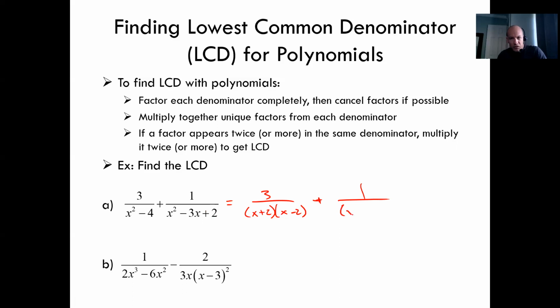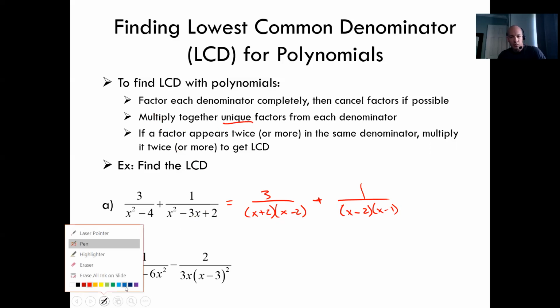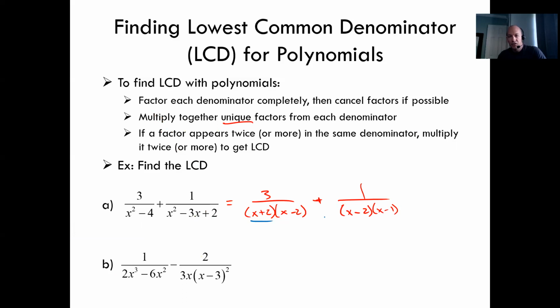But by factoring, we can see that this one factors into x minus 2 and x minus 1. So we want to see what the unique factors are. What I mean by unique is that they're different. Looking at this, there's an x plus 2 somewhere, there's an x minus 2, and there's an x minus 1. This one we're not going to worry about. We don't count this one twice because we only need a single power.